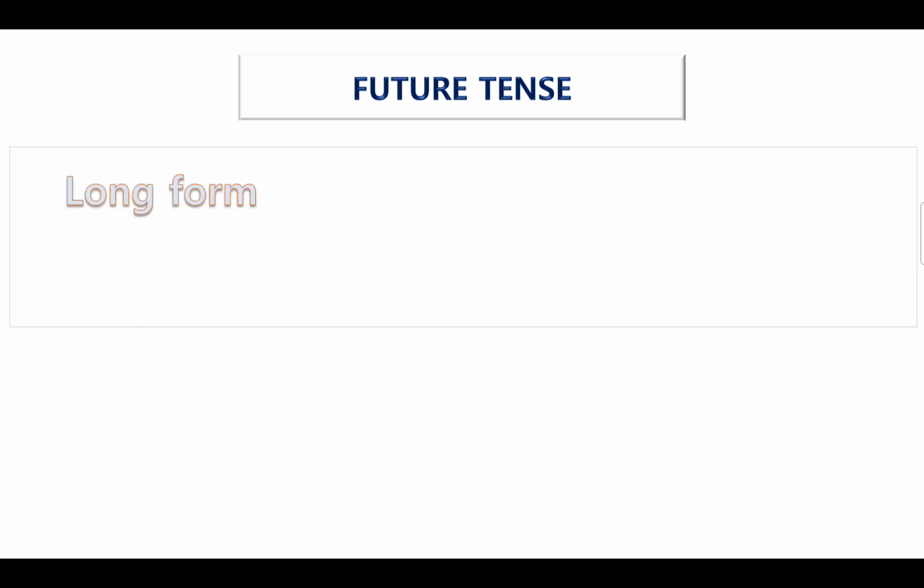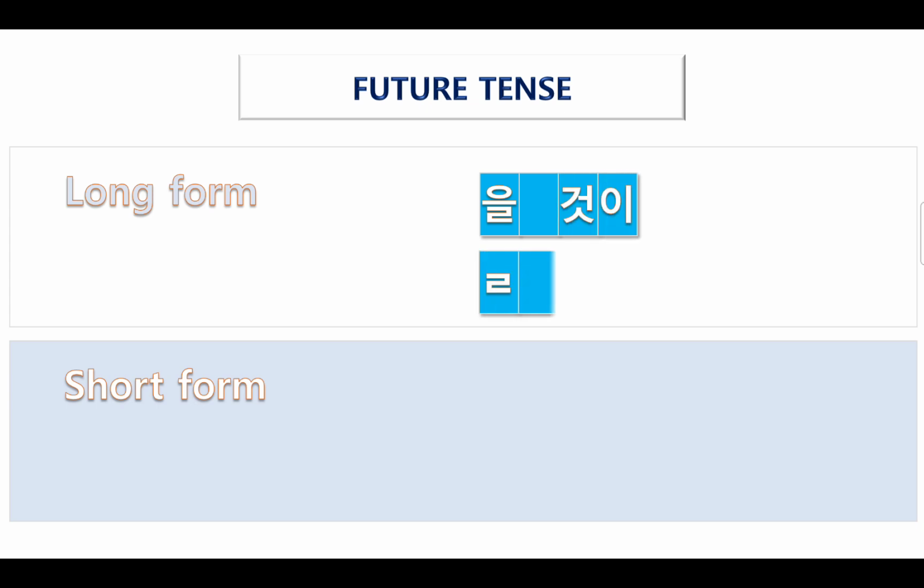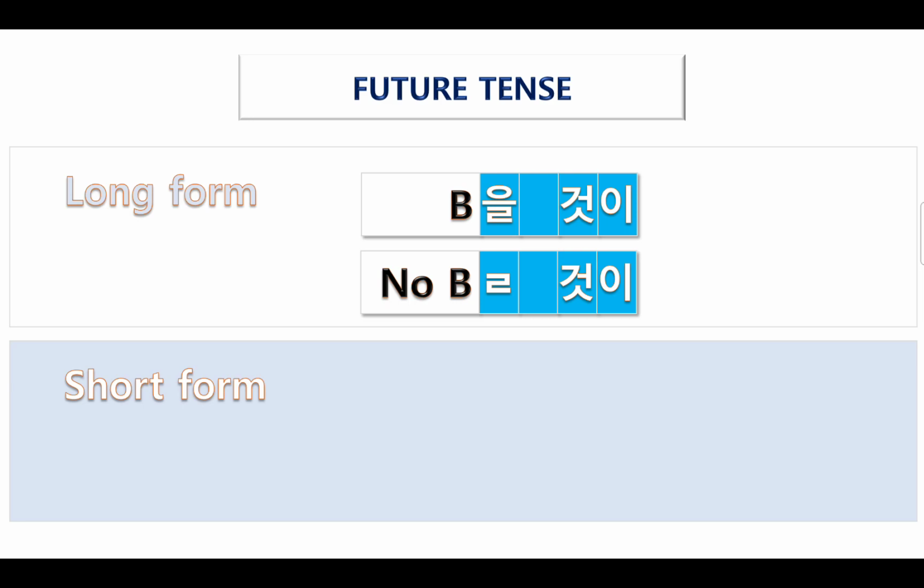Future tense 을 것이 has two forms, long form and short form. 을 것이 or ㄹ 것이. So what is the difference? 받침 and 노받침. Behind 을 것이 we need a final ending.